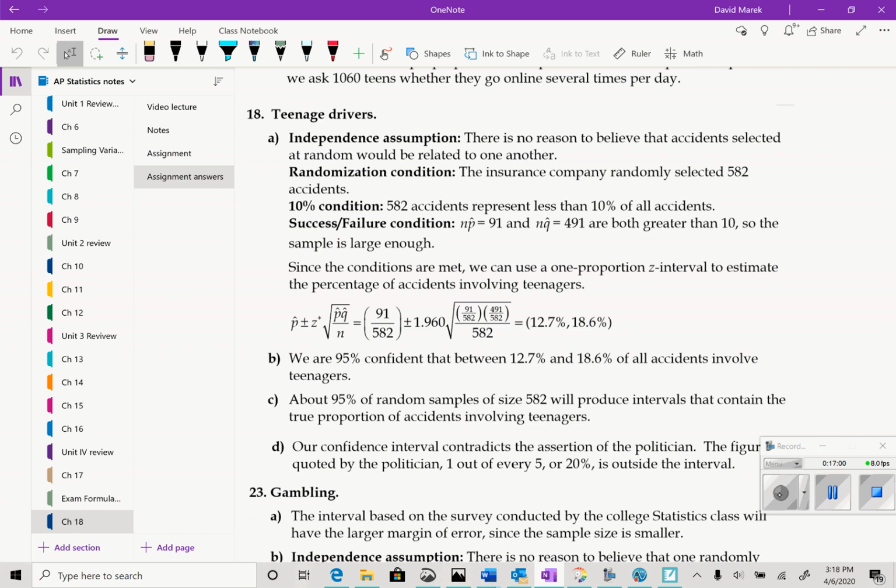What does 95% confident mean? Well, if we take more samples, randomly chosen, sample size should be the same, 582 accidents, about 95% of those random samples will give us intervals that contain the true proportion. Again, we're trying to estimate that. 95% of the random samples of this same size will give us an interval that captures P, not P hat, accidents involving teenagers.